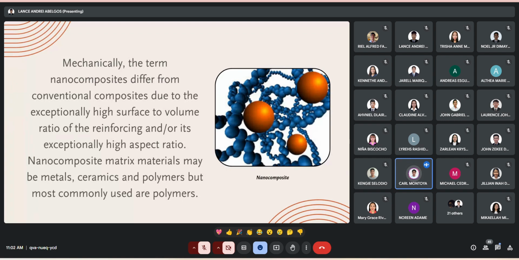So mechanically po, nanocomposites differ from conventional composites due to the exceptionally high surface to volume ratio of the reinforcing phase and or its exceptionally high aspect ratio. Si nanocomposite matrix materials po natin ay pwede pong maging metals, ceramics and polymers. Pero kalimitan po na ginagamit natin na nanocomposite matrix materials is yung ating polymers po. Next slide po.